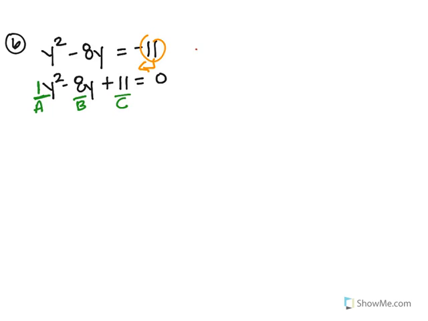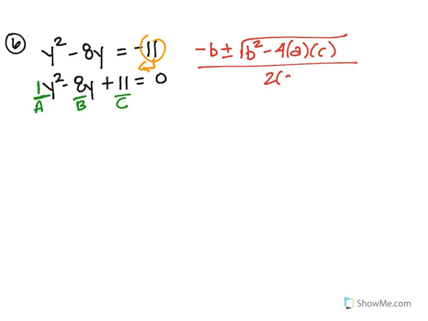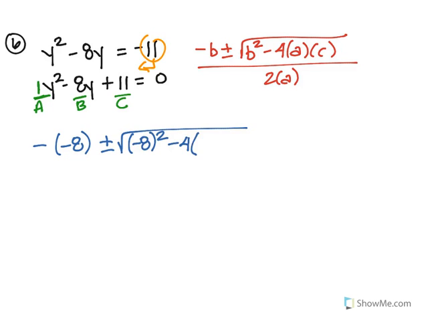All of your formulas will be given to you. You've got negative B plus or minus the square root of B squared minus 4 times A times C, all over 2 times A. So that's the quadratic formula. So we're going to plug in. It says negative the B number, who is negative 8, plus or minus the square root of B, who is negative 8 squared, minus 4 times A, who is 1, times C, who is 11, all over 2 times A, who is 1.